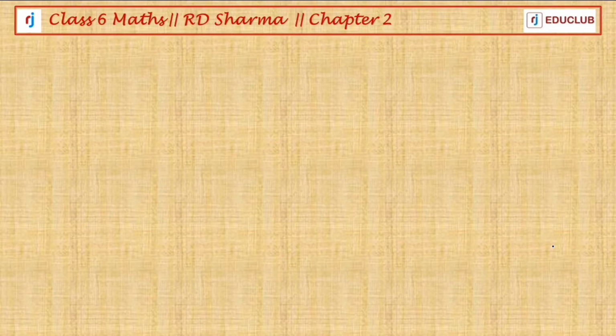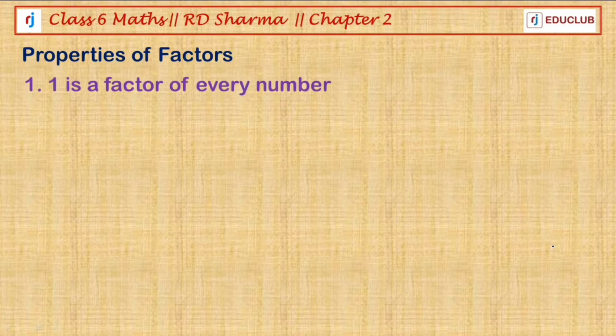Now let us see some properties of factors. Okay, 1 is a factor of any number. If any number is there, for example 20, we can multiply it with 1 also, then also we'll get the same result. So 1 is always a factor of any number. Multiplying 1 with any number, we will get the same result. For example, what does it mean? When 20 is divided by 1, we get the quotient 20 and the remainder 0. So 1 is a factor of any number.